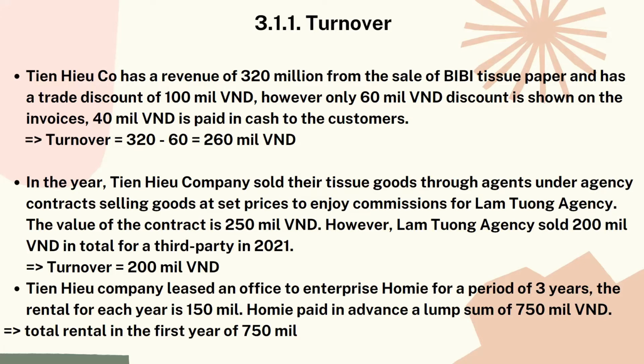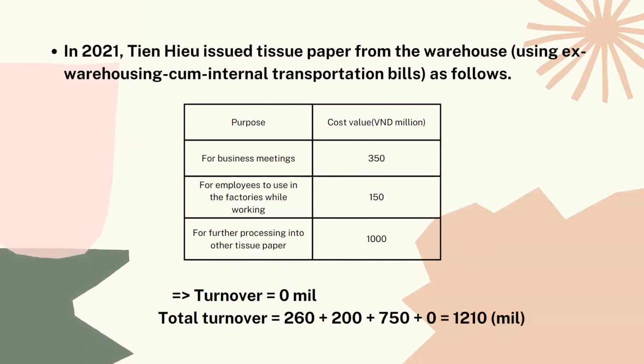The third one, the company leases to enterprise Homey for a period of 30 years. The rental for each year is 150 million, but Homey paid in advance a lump sum of 750 million. The company can choose 2 options: the first one is the turnover is the amount of advance payment, or the turnover is the lump sum. So the rental in the first year is 750 million.